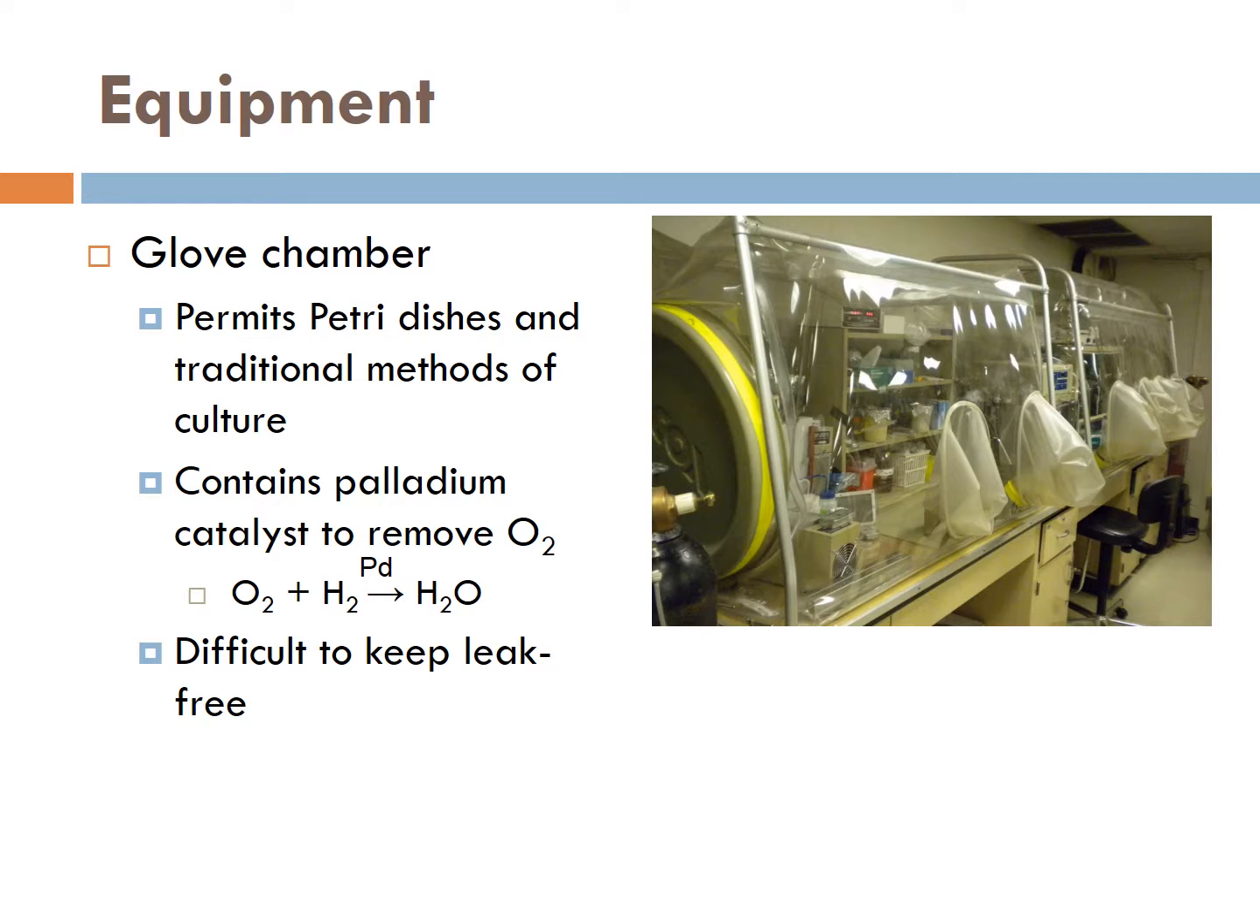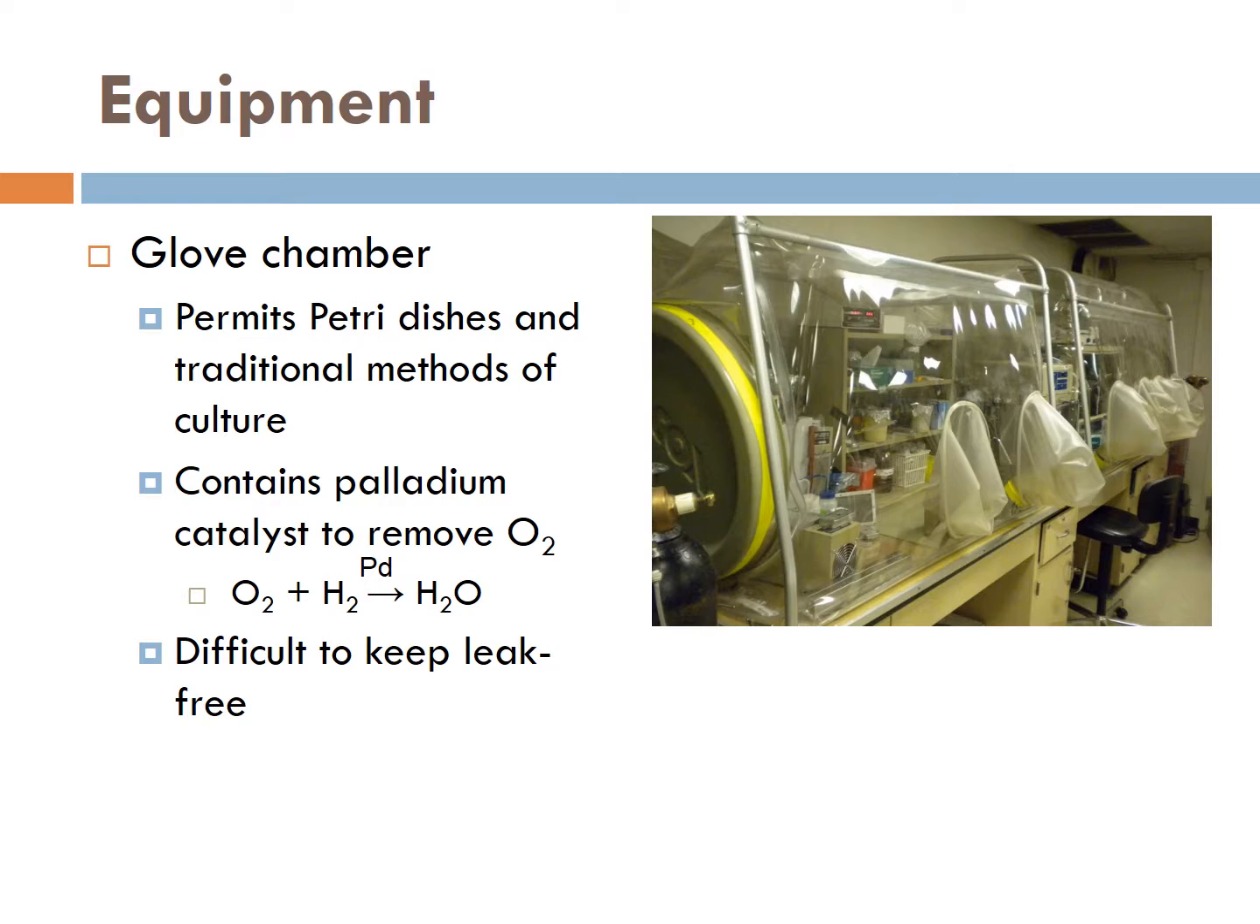This permits petri dishes and traditional methods of culture to be used with minimal modification. All materials are introduced into the chamber using an airlock, and the ports fitted with gloves allow materials to be manipulated inside the chamber. Instead of an oxygen scrubbing column, the chamber uses a palladium catalyst to remove trace amounts of oxygen. Oxygen combines with hydrogen, which is present in the mixed gas in the chamber, to form water, keeping the concentration of oxygen low inside the chamber.